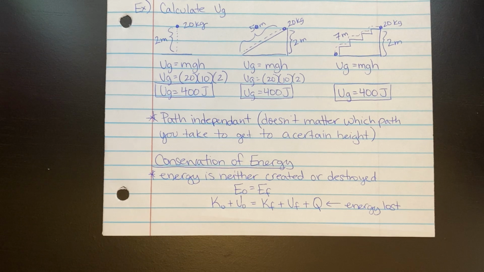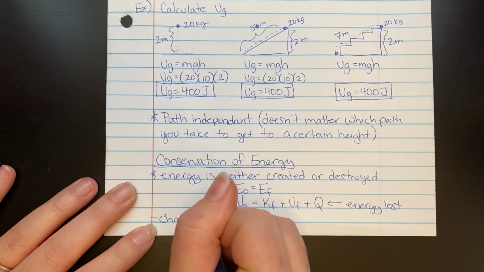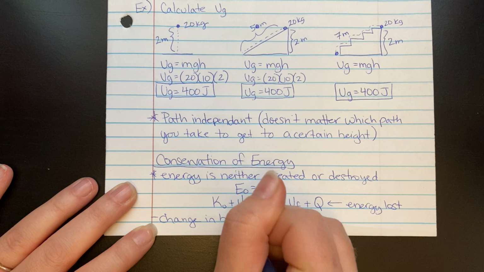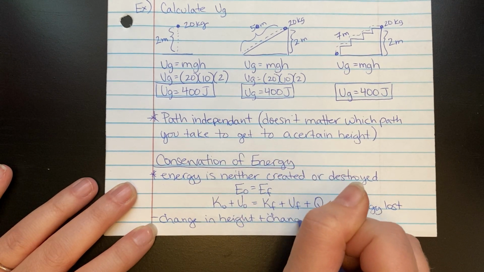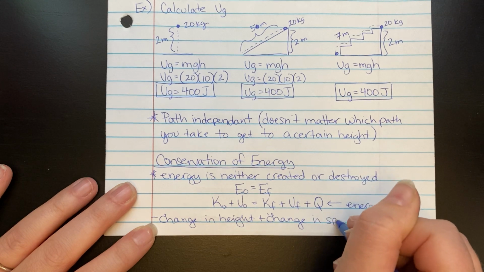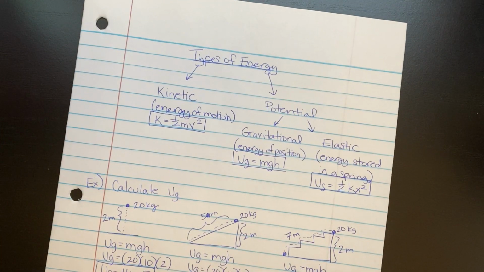And I always recognize a conservation of energy problem by the fact that we have both a change in height and a change in speed. So if your problem has both a change in height and change in speed, then this might be your cue that we have a conservation of energy problem.